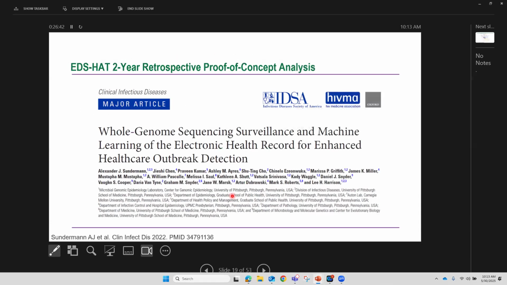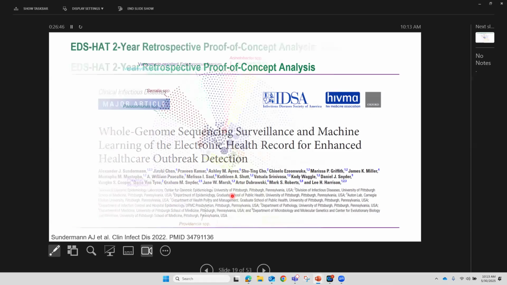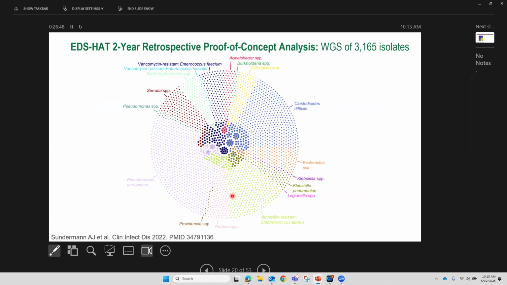So let's go to that phase. We published this a few years ago. Basically, during the 2-year period, we sequenced 3,100 isolates, and each dot is an isolate sequenced. The outer circle is all of the non-clustered isolates, and the inner circle are those that clustered.